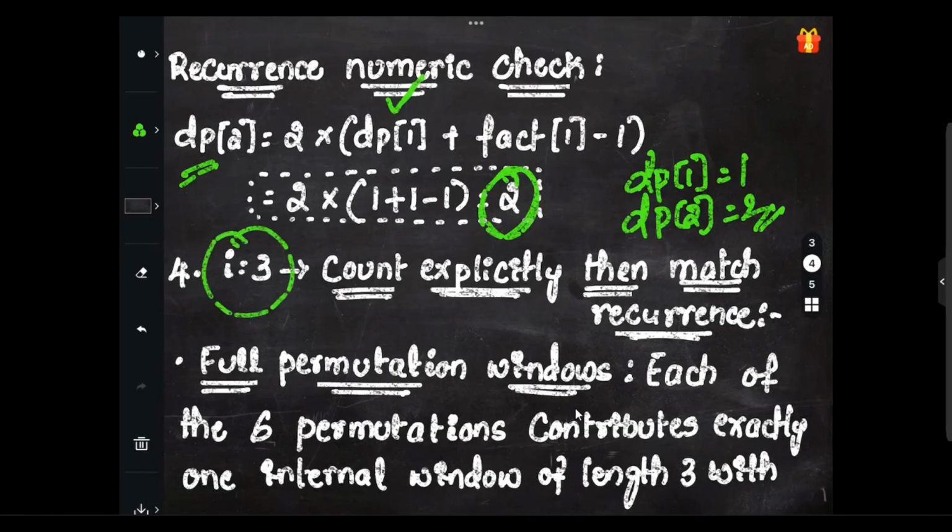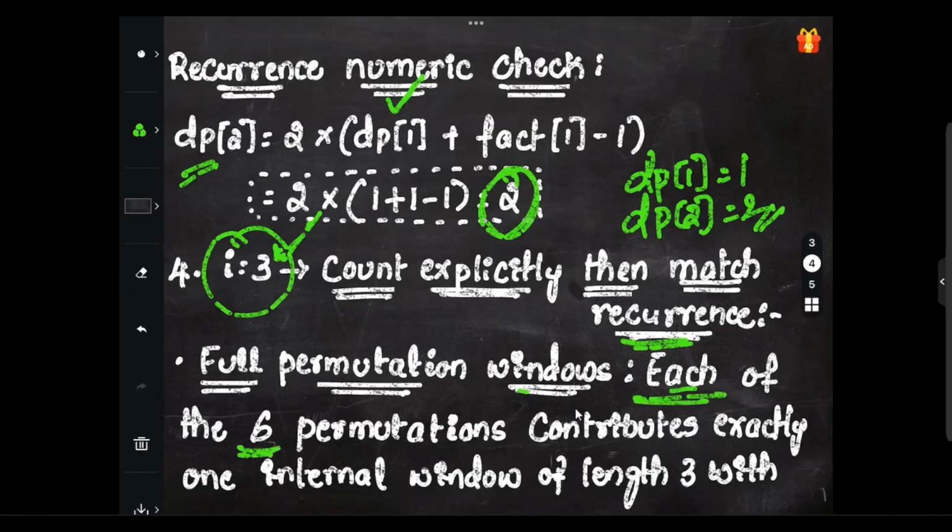Let's do one thing. Let's count explicitly, then match the recurrence, right? In the third step, when we are considering i equals 3, we are going with a full permutation window. Full permutation window means each of the 6 permutations contributes exactly one internal window of length 3. So this sentence is very important, right?